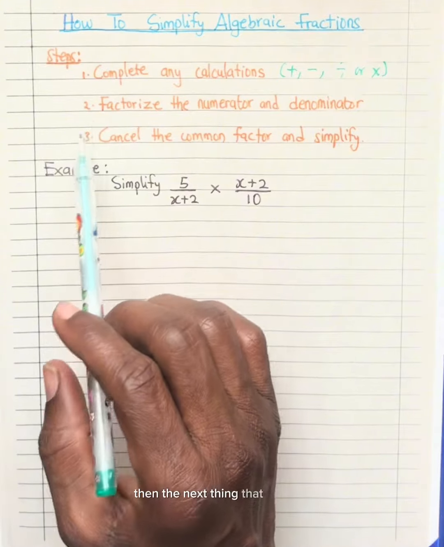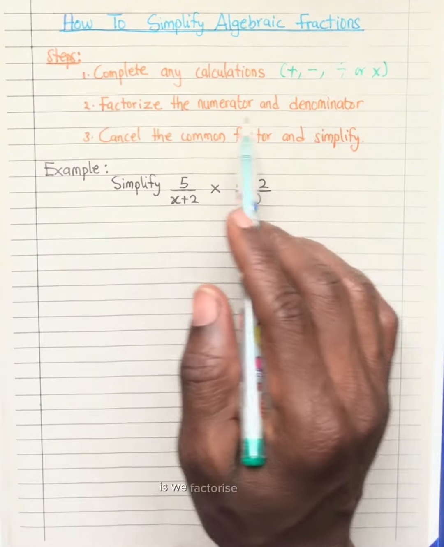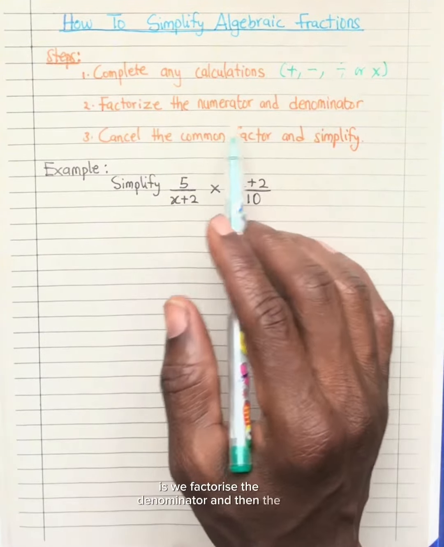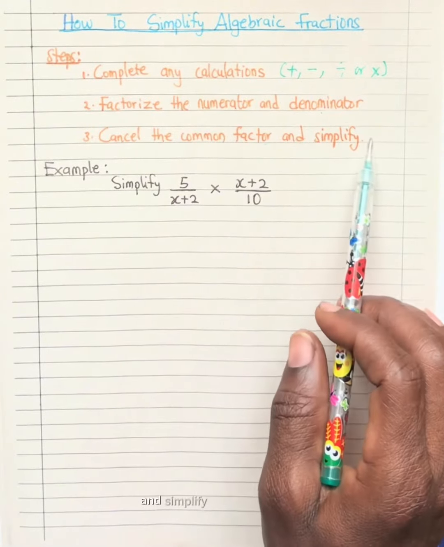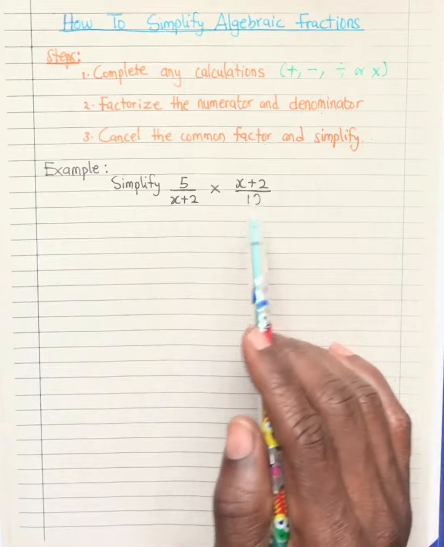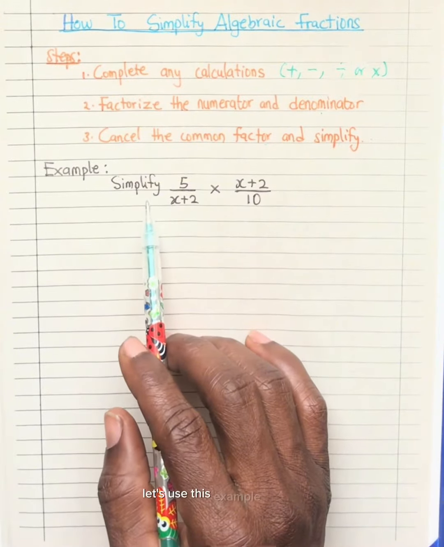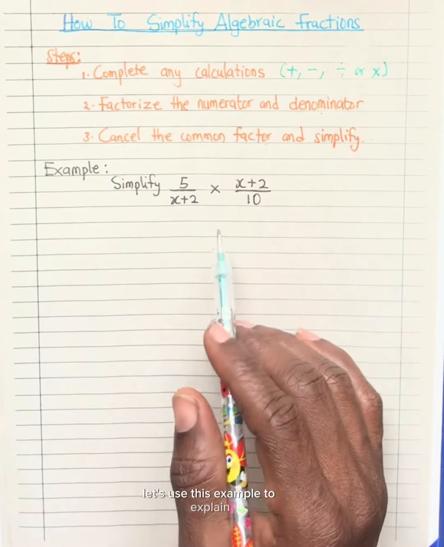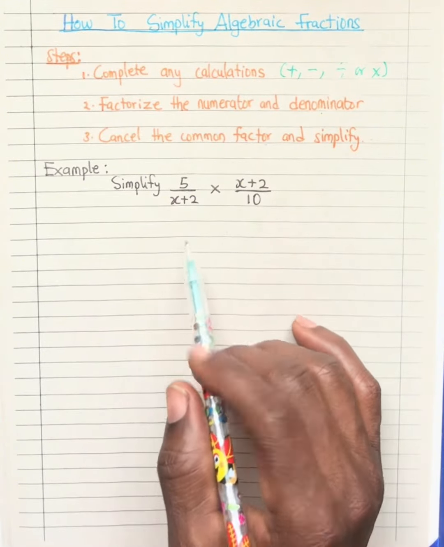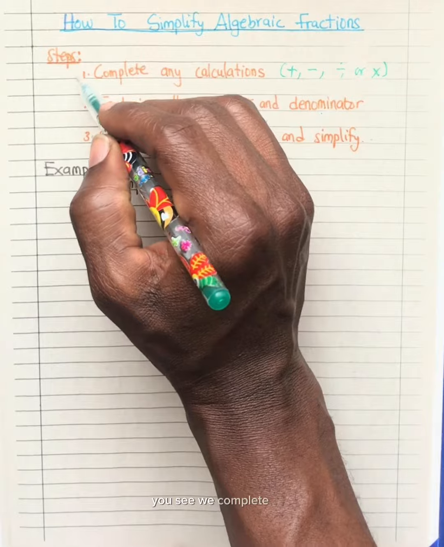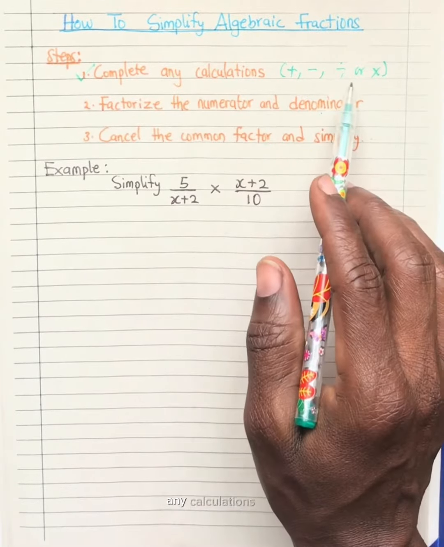Then the next thing that we will do is we factorize the denominator and then the numerator. Then we cancel the common factor and simplify further, if any. So let's use this example to explain how to simplify algebraic expression. So with the first one, we say we complete any calculations.